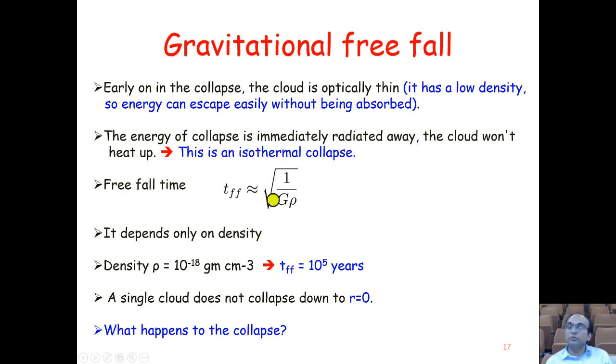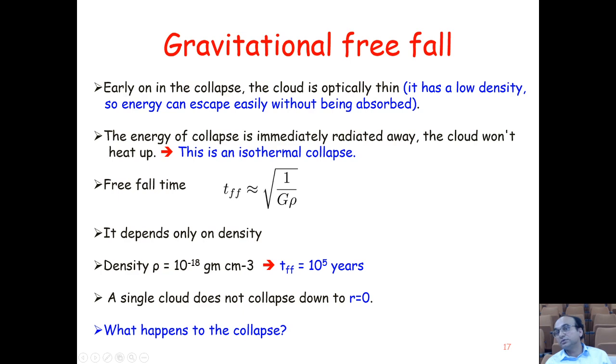So the free fall time, we can derive, is approximately 1 upon square root of Gρ; otherwise 3 over 4π will also be here. It depends entirely on the density, the free fall time. Okay. So if the initial density is around 10 to the power minus 18, the free fall time is approximately 10 to the power 5 years. That means initially the cloud needs around 10 to the 5 years to collapse.